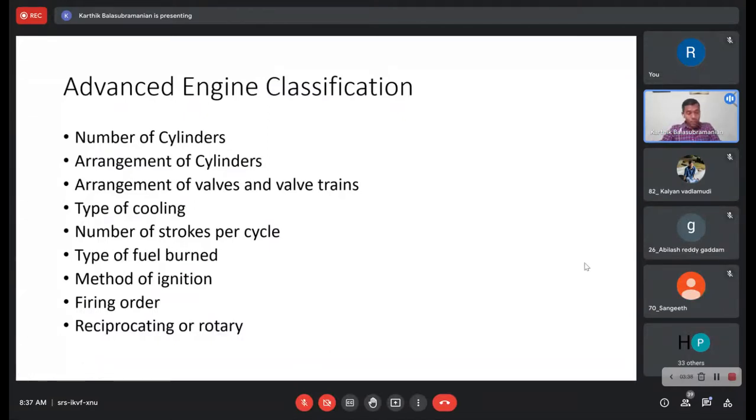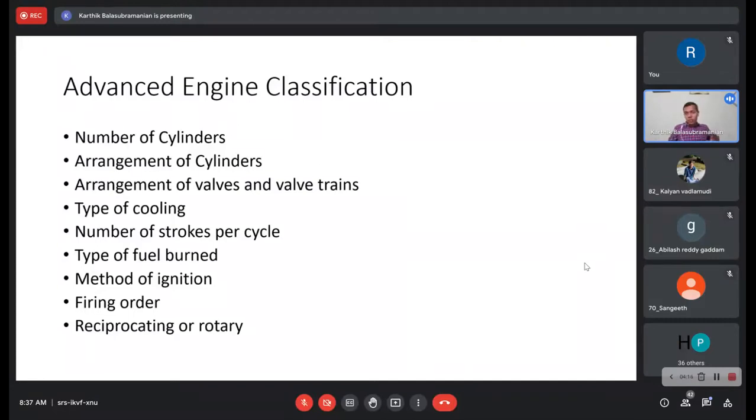So, based on the type of fuel burned, we discussed, based on method of ignition, you can either classify them as compression ignition or spark ignition. And then there is something called as firing order. Because when you have multiple cylinders in an engine, which cylinder is fired in which order? You may number the cylinders as one, two, three, four, one after the other. But then the way you fire them, whether first cylinder is getting fired first and then second and third and fourth, or one, three, two, and four, or one, four, two, and three, there are different methods in which you can fire the cylinder. Why do we do that?